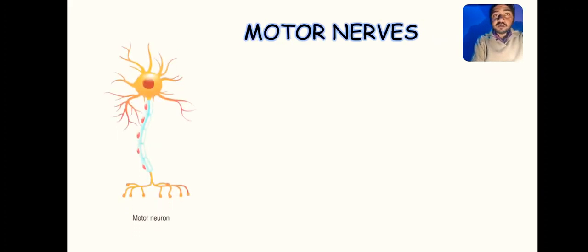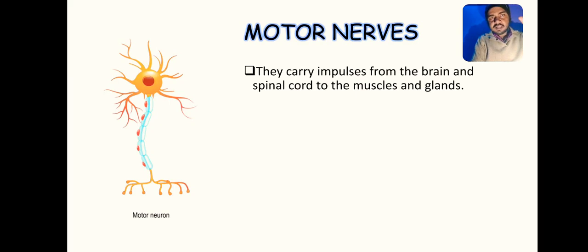Then we have motor nerves. The term motor itself says something related to movement. So they carry impulses from the brain and spinal cord to the muscles and glands. Okay, they will carry information to move. So they are responsible for movement. That's why they are called motor nerves.